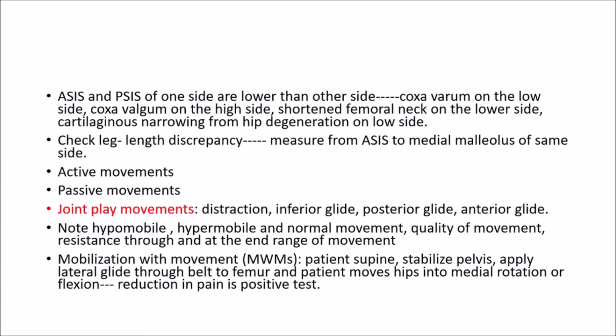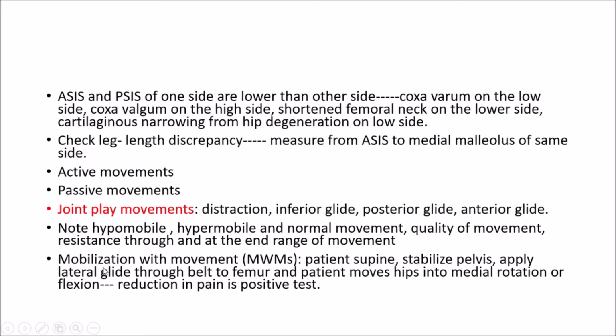Next is to check the joint play movement. In joint play movement, you will apply distraction, inferior glide, posterior glide, and anterior glide, and you will check whether the movement is normal, hypermobile, or hypomobile. Check the amplitude as well as the quality of movement through the range, the presence of any resistance throughout the range, or the behavior of pain throughout the range.